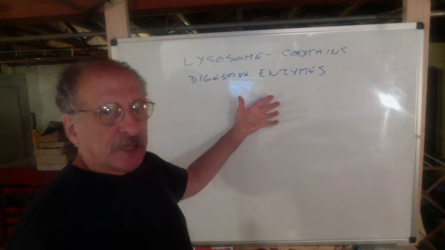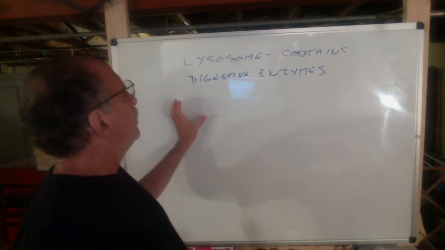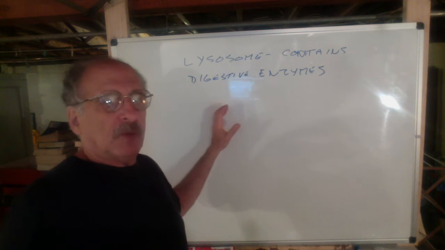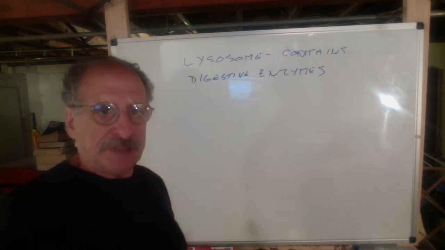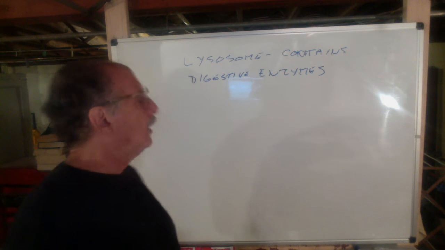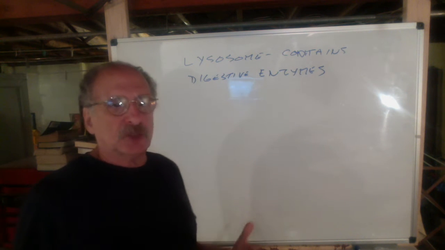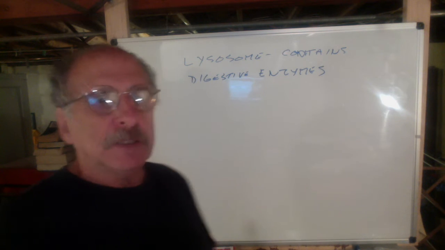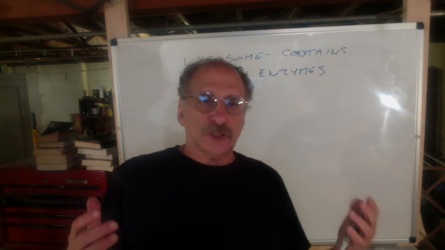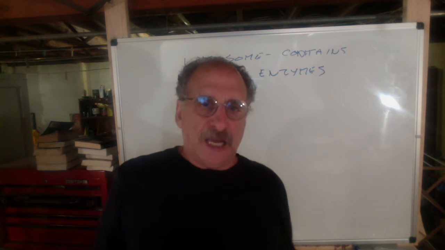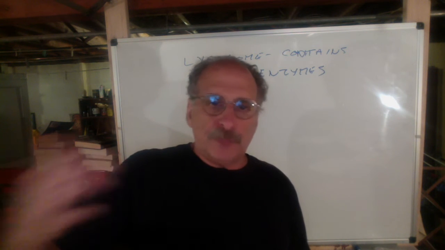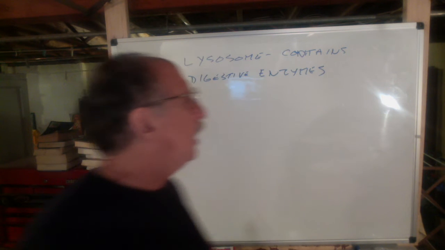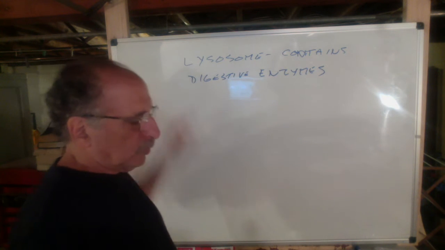Enzymes speed up chemical reactions. Digestive enzymes will be involved with chemical reactions where you're breaking something down, you're digesting it. Sometimes people say the lysosome is like the stomach of the cell. Materials or molecules in the cell can get into the lysosome, and the lysosome has enzymes that chop it up, break up the molecule. Those are also organelles.